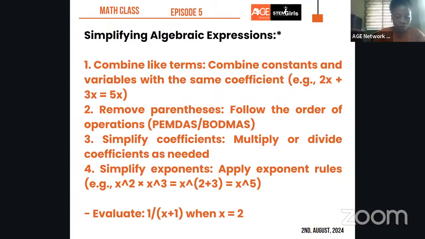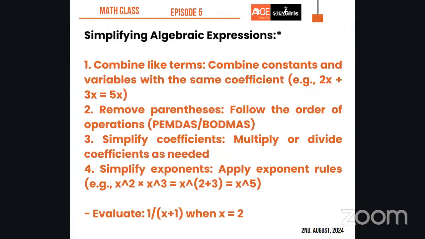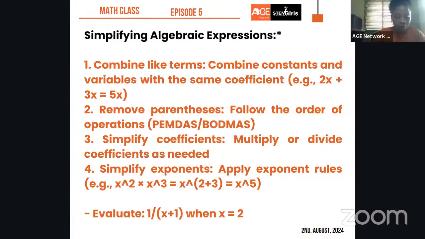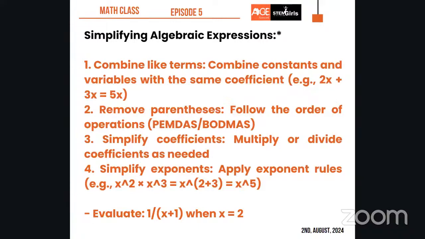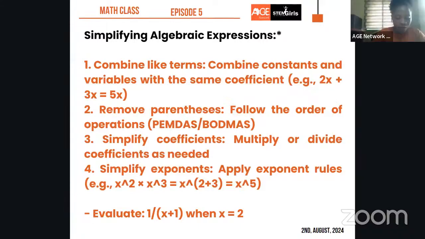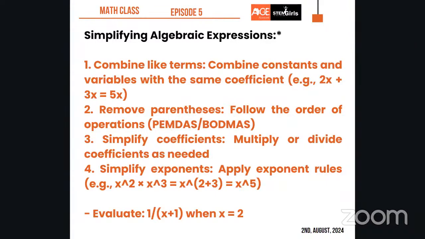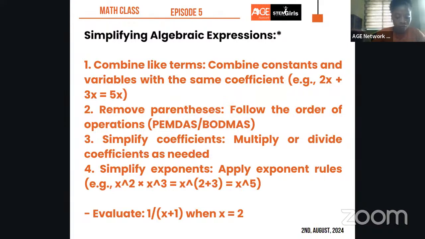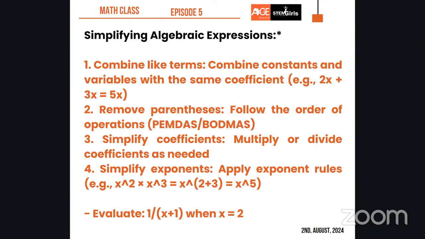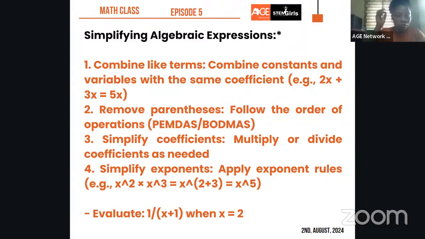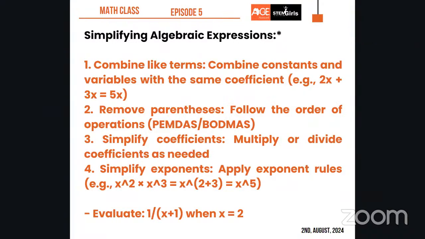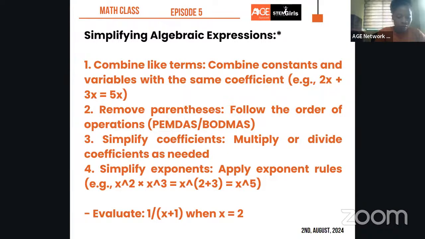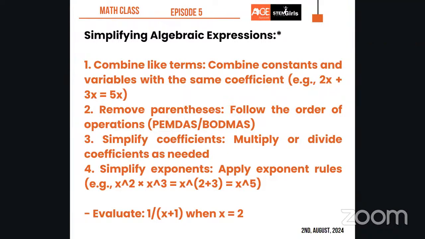So BODMAS is like a step-by-step guide on how to solve algebraic questions. The B stands for brackets, the O stands for of, the D stands for division, M multiplication, A addition, S subtraction. So when you have multiplication, addition, and subtraction in the same algebraic expression, you consider the multiplication first before the addition, and then you go on to the subtraction.